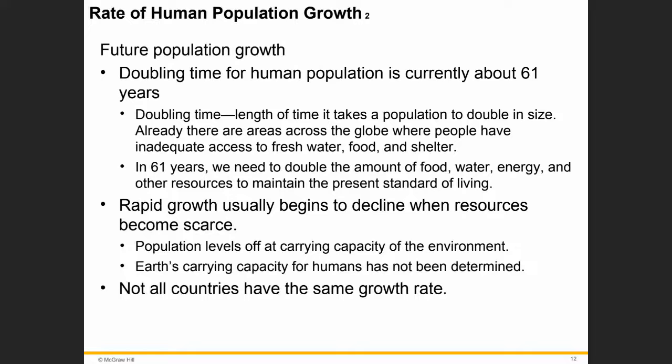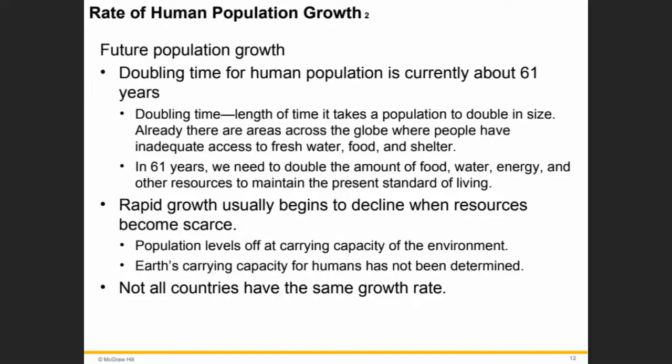Already in our world, there are areas of the globe where people have inadequate access to fresh water, food, and shelter. So in 61 years, we need to double the amount of food, water, energy, and other resources to maintain the present standard of living. No need to tell you that the rapid growth actually begins to decline when resources become scarce.